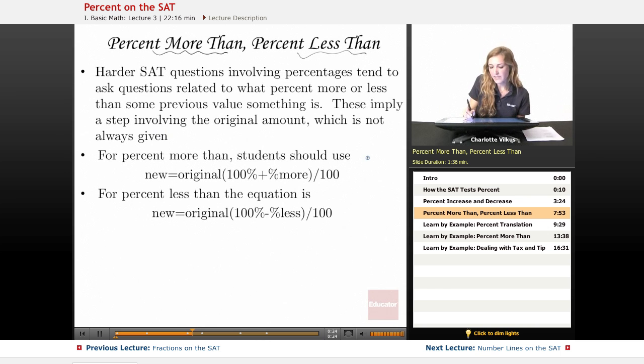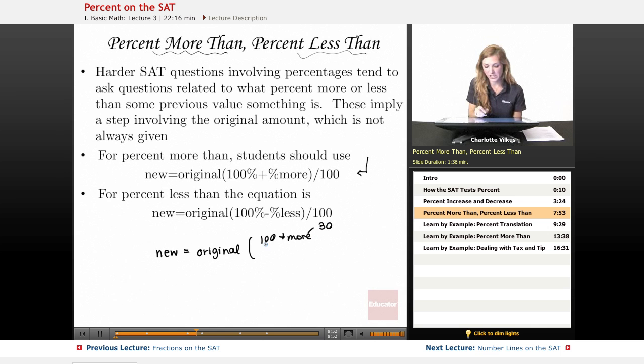So if you have something that's going to be percent more than, what you need to do is take the new value and set it equal to the original value times 100 minus, well, in this case, if we're talking about more, plus more. So the percentage more, if we're talking about something is now 30% more than it started out as, then we put 30 in there and we divide this whole thing by 100.